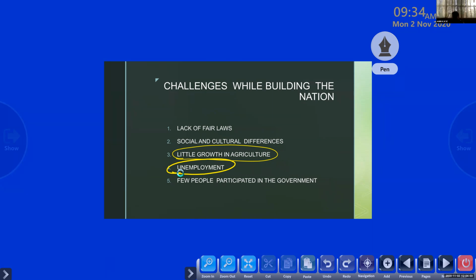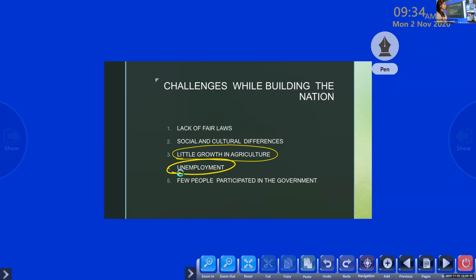Employment. Have you heard about employment? Unemployment means that most of the people have no work. Most of the people during this time lived in poverty, without having enough money even for their food, because they are jobless. They have no job. That is what is meant by unemployment.